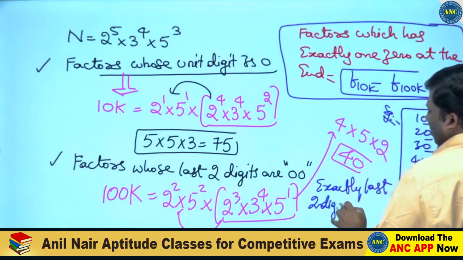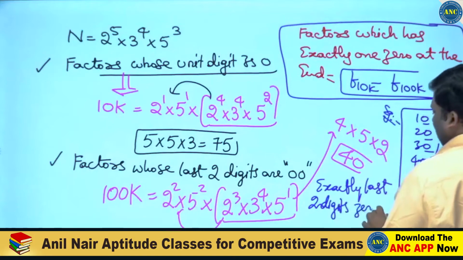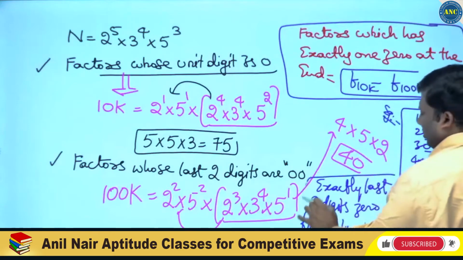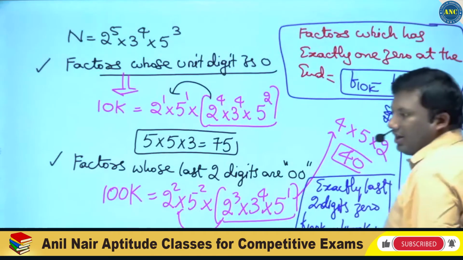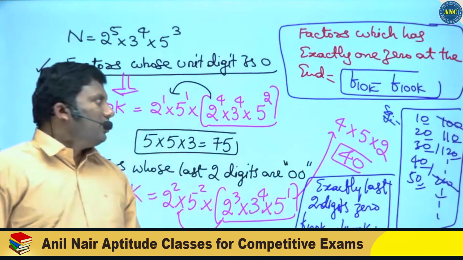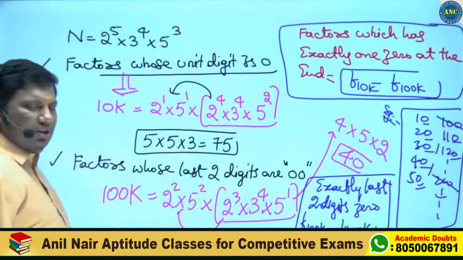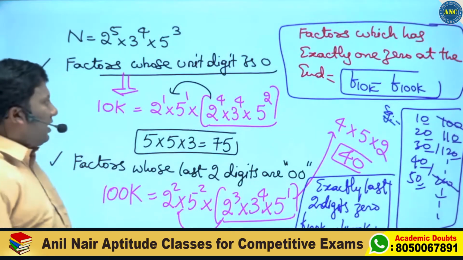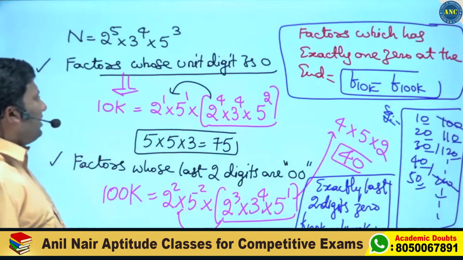Exactly last two digits is 0. It is factors which are multiples of 100 minus factors which are multiples of 1000. I hope the concept is clear. Factors which have exactly two digits as 0. Very, very good question. This kind of question regularly comes in various examinations. I hope the idea is clear.